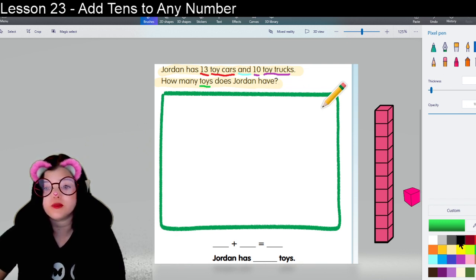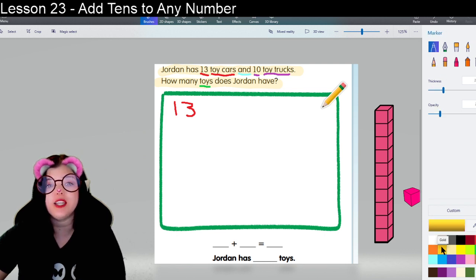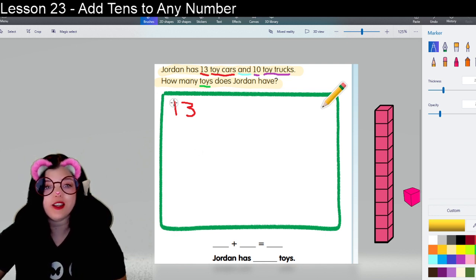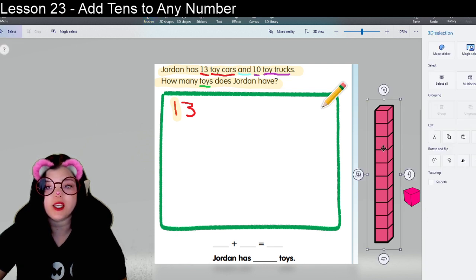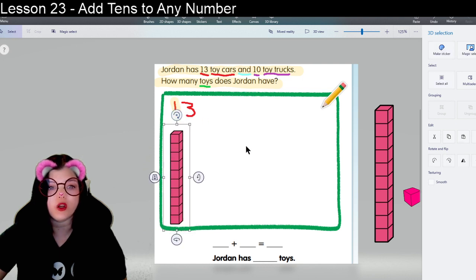So let's start with the first part. Our first part says that he has 13 toy cars. So let's write down the number 13. When you look at the number 13, how many tens do you see in 13? Look at your tens place. If you said 1, you are right. There is one group of 10 in 13. I know by looking at place value that 13 has one group of 10.